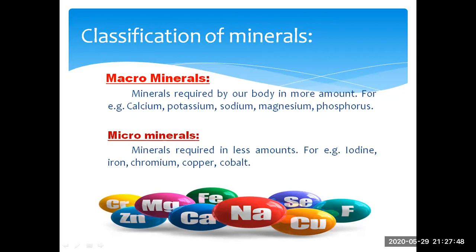The next one is potassium. Potassium helps in keeping the nervous system and muscular system fit and active all the time. And the next one is sodium. Sodium helps in muscular activities. It also helps in transmission of nerve impulses.